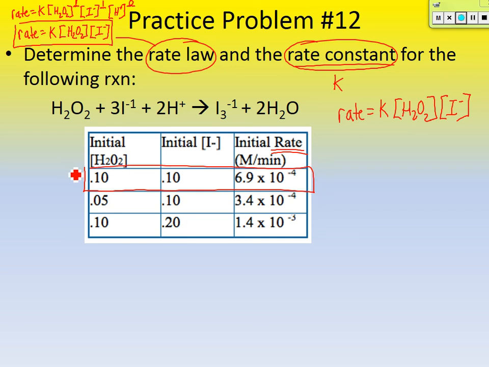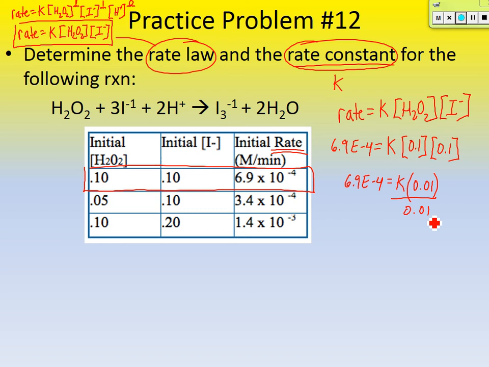So my rate for this first experiment was 6.9 times 10 to the minus 4. That's equal to K, which I don't know, times the molar concentration of H2O2. So let's look at our data here. It was 0.1. We're raising it to the first power. And now let's times it by the molar concentration of iodine, which again was 0.1. And so now we can solve it. 6.9 e to the minus 4 is equal to K. And let's just do 0.1 times 0.1 in your calculator. You should get 0.01.